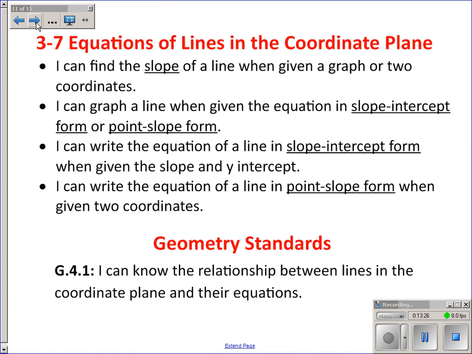Okay, I hope that was a good review of Algebra 1, that you can find the slope of a line when given a graph or 2 coordinates, that you can graph a line when it's in slope-intercept form or point-slope form, and that you can also write equations in slope-intercept form or in point-slope form.